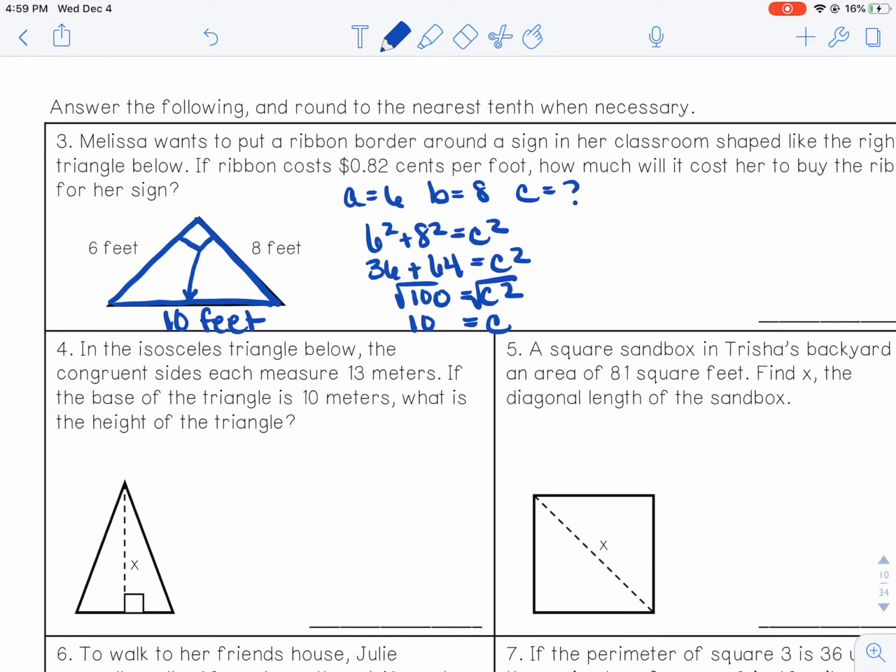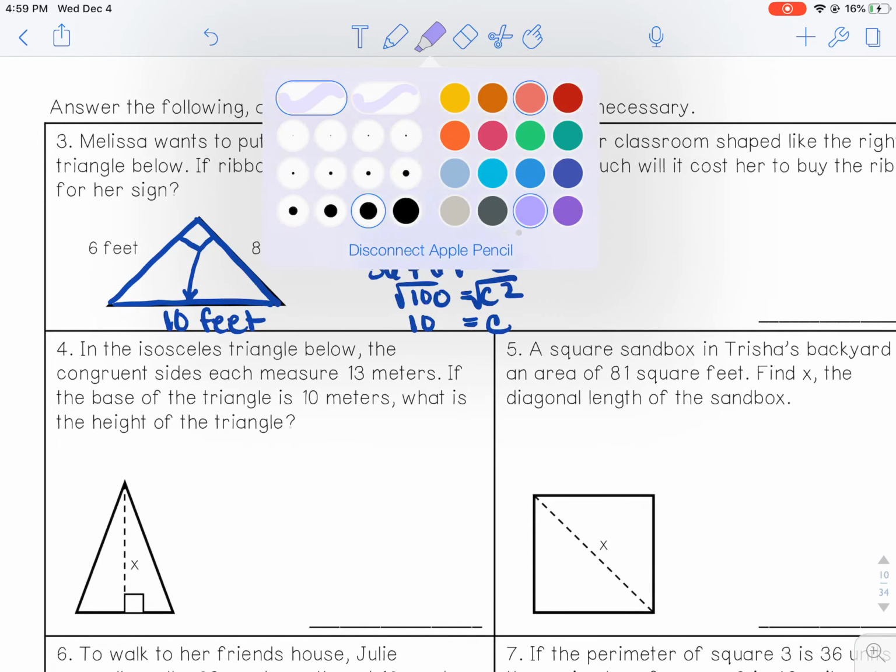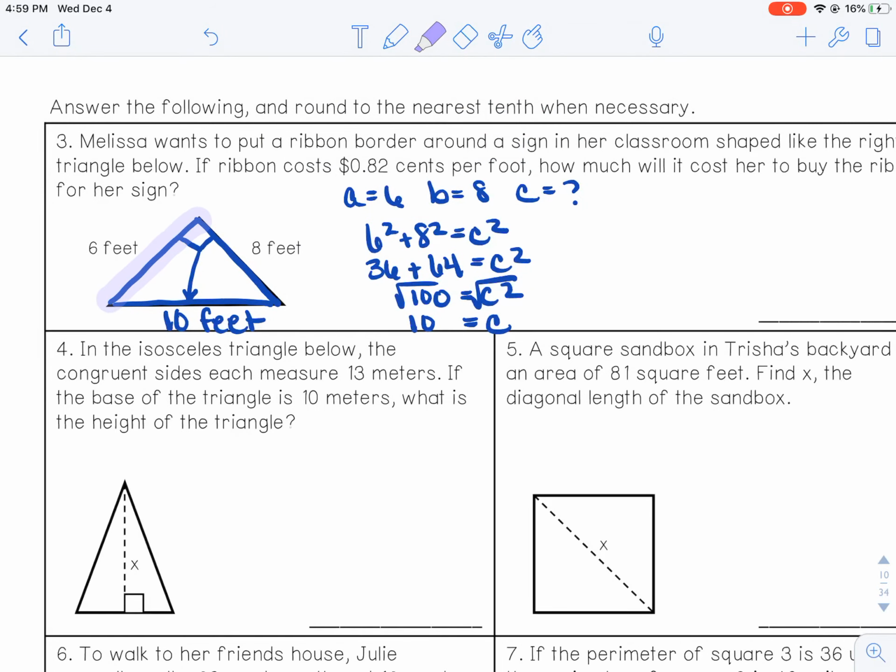Okay, sorry if I'm going too fast. I'll slow down real quick. Okay, so how many feet of ribbon does she have to purchase? Well, she's got 6 feet this way, 8 more feet this way, and 10 feet this way. So 6 plus 8 plus 10 is a total of 24 feet of ribbon.